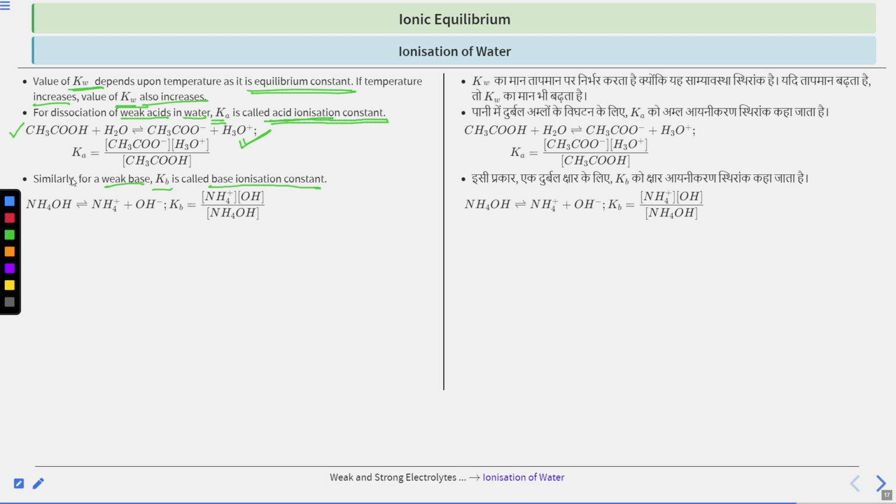Similarly, for a weak base, Kb is called base ionization constant. And for this reaction of a weak base NH4OH dissociating into NH4 positive and OH negative, the Kb, the base ionization constant, will be equal to the concentration of products divided by concentration of reactant: NH4 positive times OH minus divided by NH4OH. Right? So this is the equation through which you can define the acid dissociation constant for a weak acid in water, and the base ionization constant for a weak base in water.